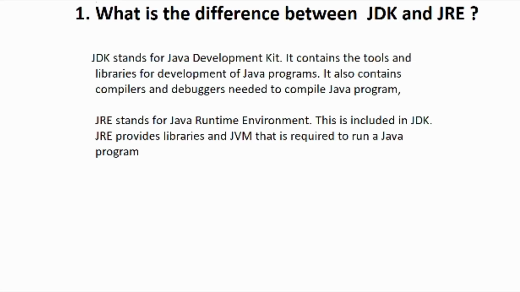1. What is the difference between JDK and JRE? JDK stands for Java Development Kit. It contains the tools and libraries for development of Java programs. It also contains compilers and debuggers needed to compile Java programs.